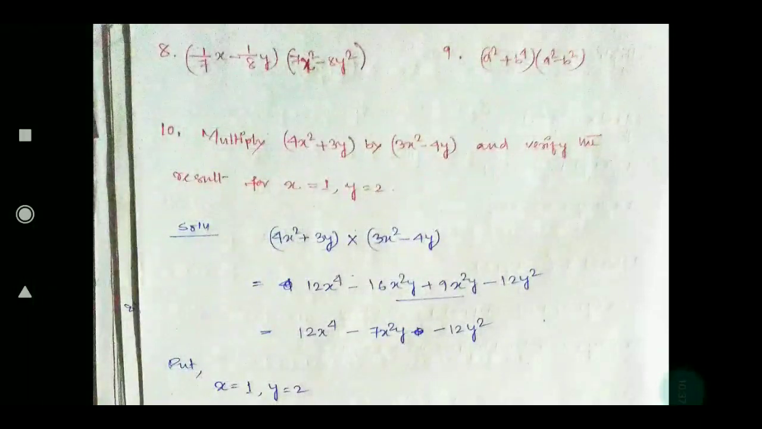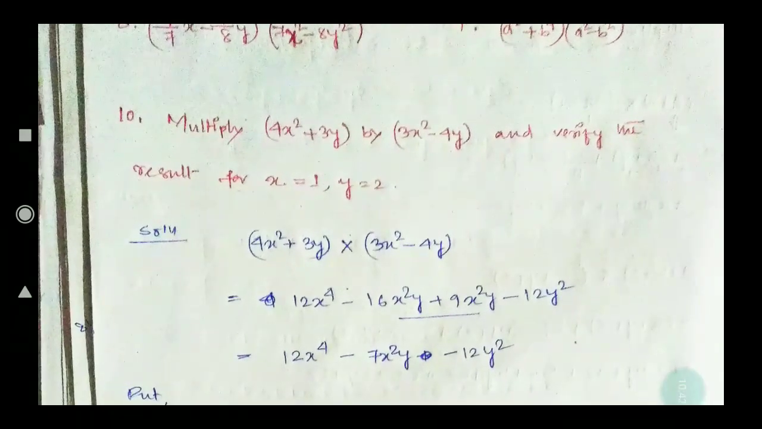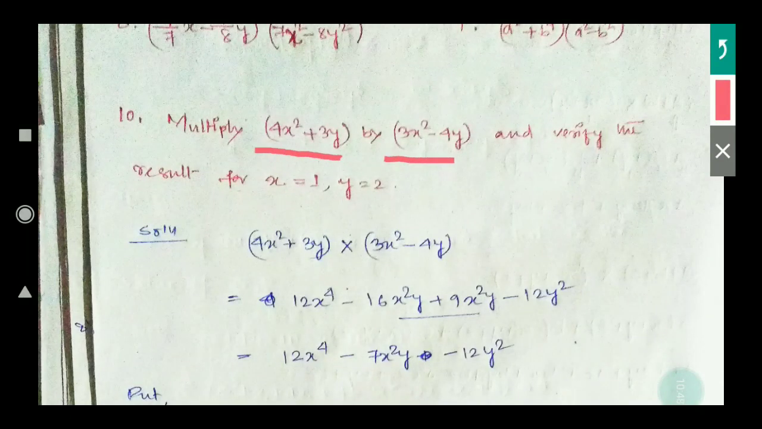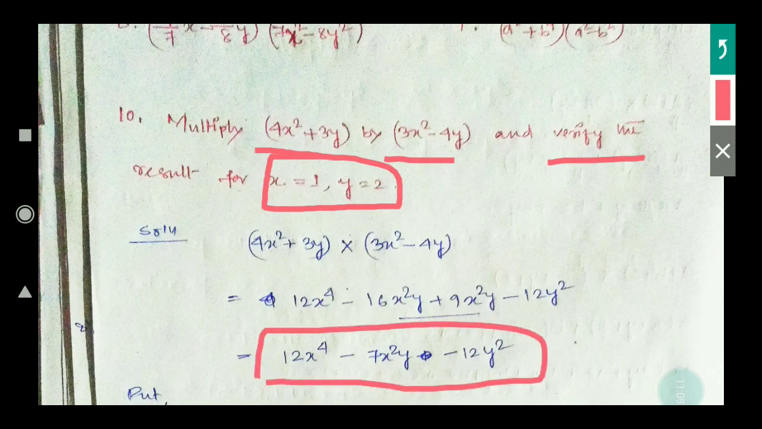Okay, 8 and 9 are the same only. See question number 10. In this question number 10 also you have to do the multiplication first. Multiply this by this one and verify the result for x equal to 1, y equal to 2. You have to verify what will be the result. So while doing the multiplication, simply do the multiplication, then after that you have to verify. If you do the multiplication, you will get this term. After that, put the value of x as 1 and y as 2.